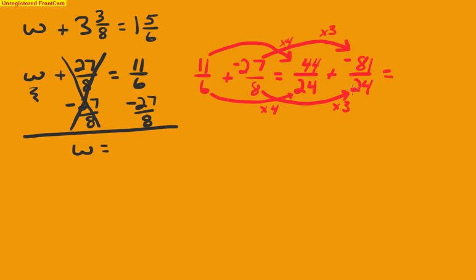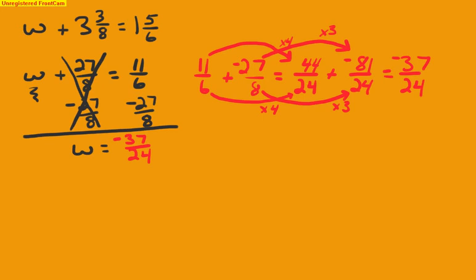Okay, and now I can go ahead and add the top. So we know our denominator is going to be 24. And in this case, when we add the 44 positive and the negative 81, the difference is going to be 37, and it's going to be a negative 37 because the bigger number between the 44 and the 81 is the 81, and the 81 is negative. So we got negative 37 over 24. So w is going to be equal to negative 37 over 24.